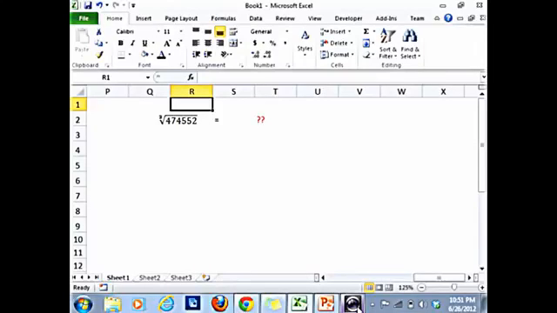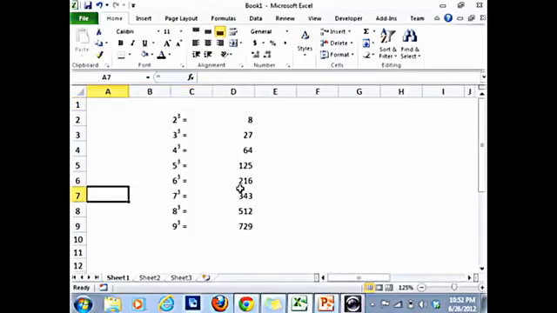So before going further, we first have to look at the table for cubes of numbers from 2 to 9. So here is the table. We have 2 cube is equal to 8, 3 cube is equal to 27, and similarly we have 4, 5, 6, and all these cubes here. So you need to remember these cubes to get the cube root of a large number.